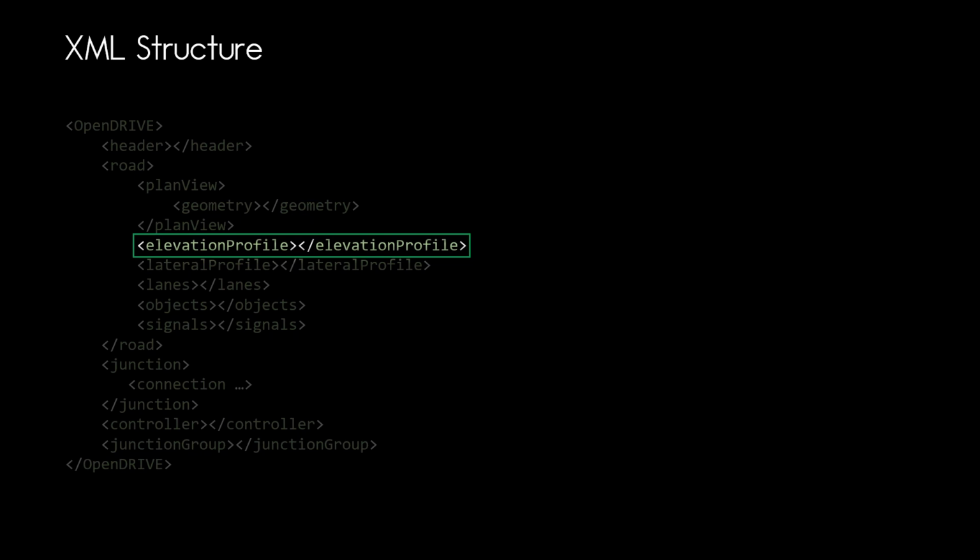And the elevation profile defines how the road ascends and descends along the S-axis. To define how the road tilts and to define the lateral profile, we obviously can use the lateral profile under the elevation profile. I will make an individual video for lateral profiles later. So let us check out how we can use the elevation profile and how it works in OpenDRIVE.